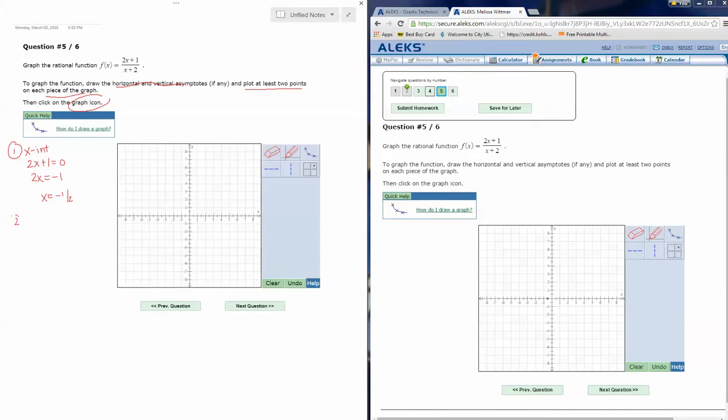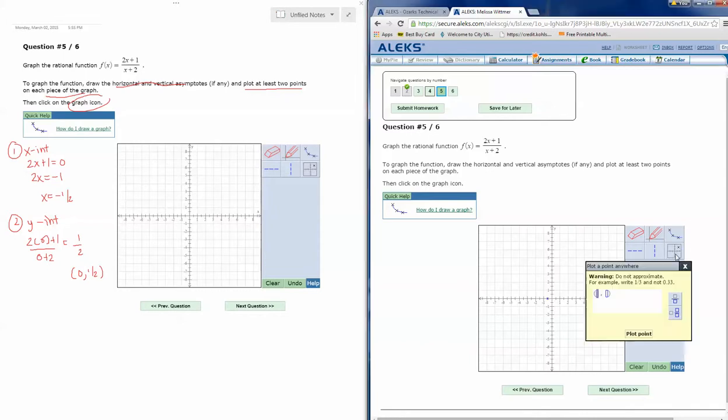y-intercepts are where we plug 0 in for all of the x's. So 2 times 0 plus 1 divided by 0 plus 2. So that simplifies to 1/2. So (0, 1/2) is another ordered pair that I can plot. So I'm going to grab this point plotting tool here, and my x coordinate is 0, and for my y coordinate I'm going to pick the fraction and I'm going to type in 1/2. Plot that point.